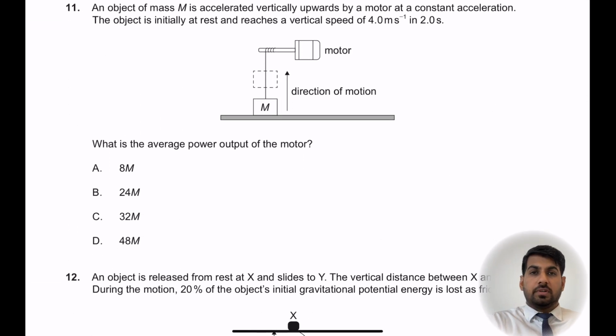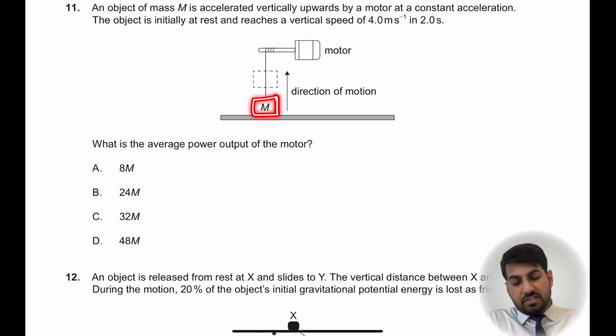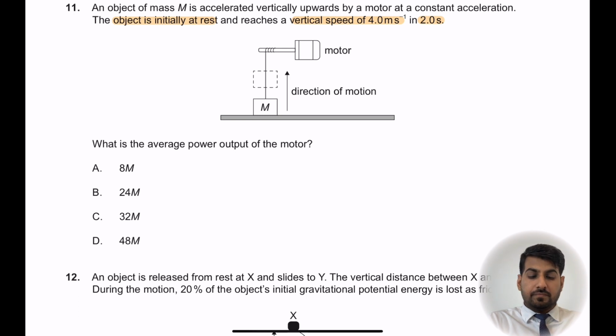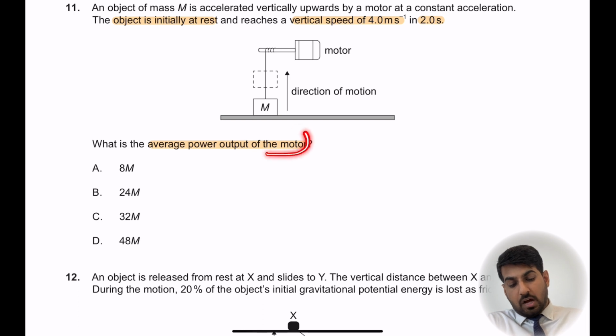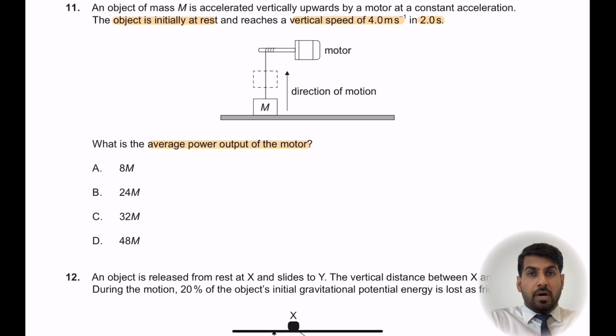Now this is the most important question, number 11. I hope the majority of you were not able to do this. The question says that there is a mass capital M which is accelerated vertically upward by a motor at a constant acceleration. The object is initially at rest and reaches a vertical speed of 4 meters per second in 2 seconds. We have to find the average power output of the motor. Now, average power output of the motor, like how much power output is there for the motor, and power is what? Power is nothing but energy per unit time.